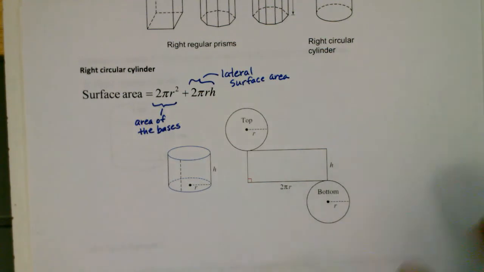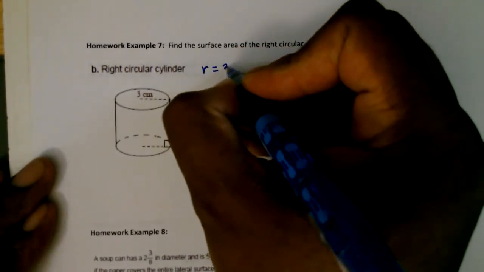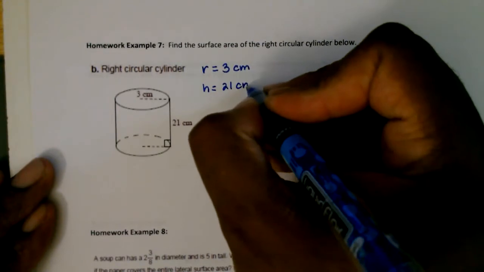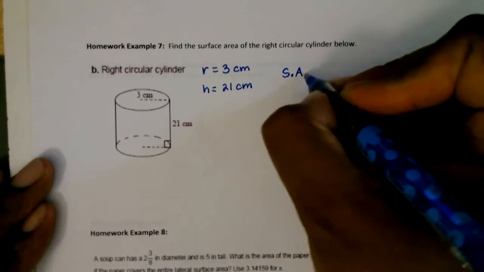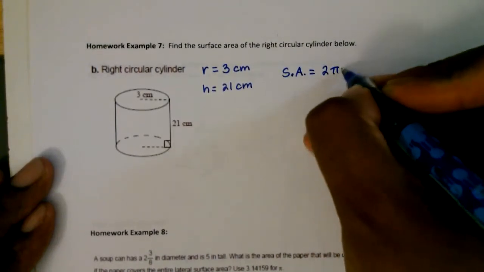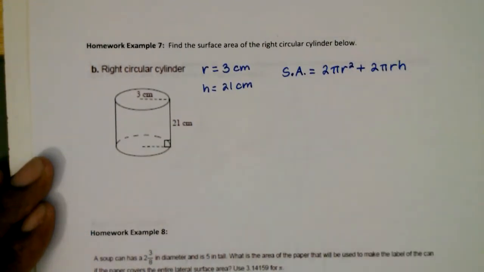All right, so now let's look at this next example: finding the surface area of the right circular cylinder below. Here we have a right circular cylinder with a radius of 3 centimeters. This is the radius, which is 3 centimeters, and the height goes up and down, that's 21 centimeters. Now we'll use the formula for the surface area, which is equal to 2 pi r squared plus 2 pi r times h.